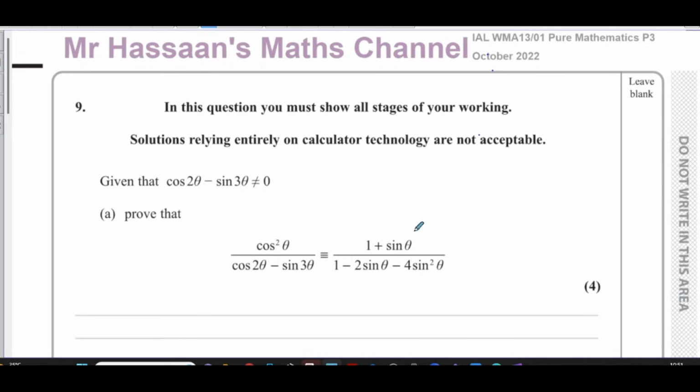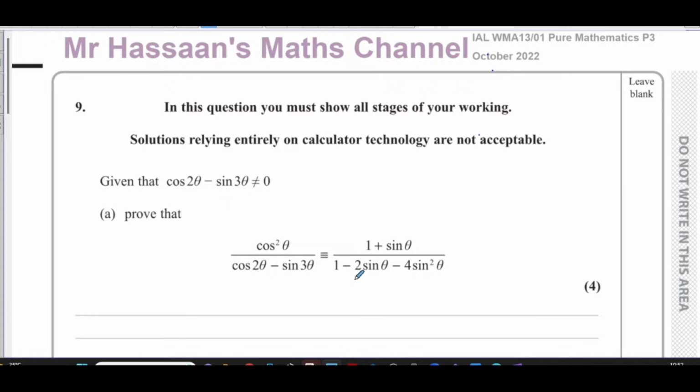Now, part A is asking us to prove that cosine squared theta over cosine 2 theta minus sine 3 theta simplifies to this: 1 plus sine theta over 1 minus 2 sine theta minus 4 sine squared theta. And they've also said, given that cosine 2 theta minus sine 3 theta does not equal 0.